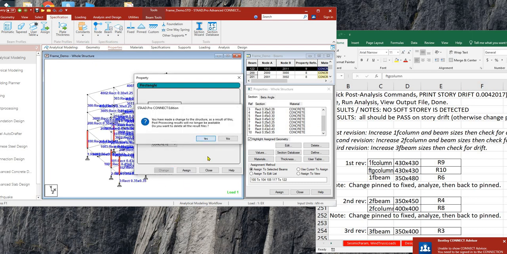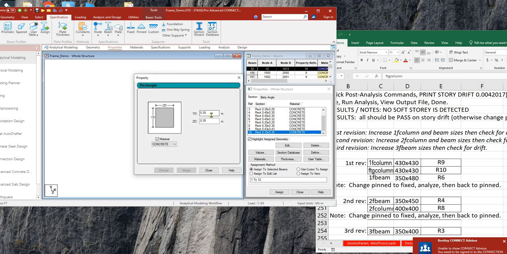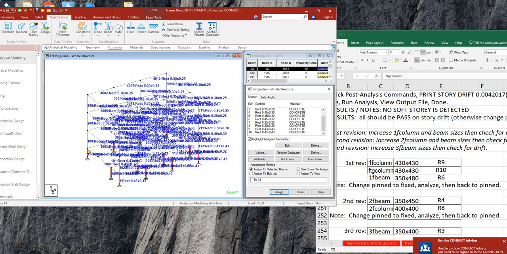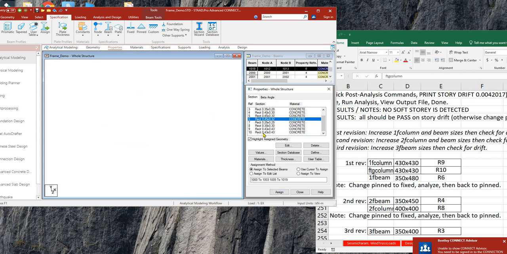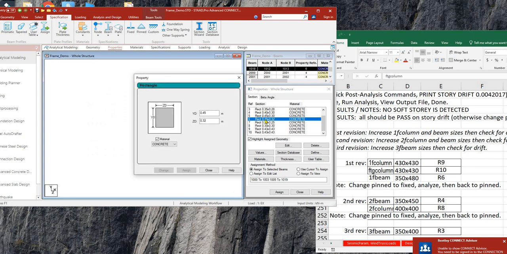Then, change. Siyempre, ganun din sa footing columns. 0.43 by 0.43 and then change. Tapos, etong 1F beams. Ayan. So, double click ko rin yan. Then, papalitan ko siya ng 0.48 by 0.35.